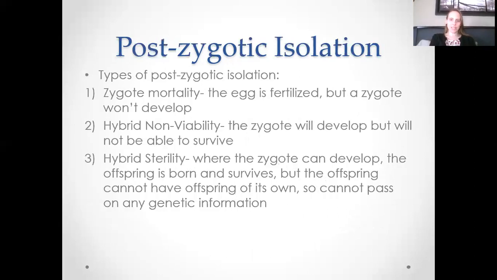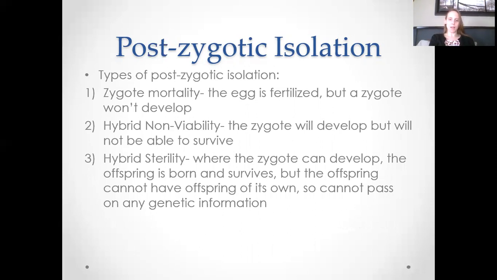And then there's 3 types of post-zygotic isolation. There is zygote mortality, which is when the egg is fertilized, so a zygote forms, but then the zygote won't develop from there. The zygote just dies before undergoing cleavage and becoming a morula or anything like that.